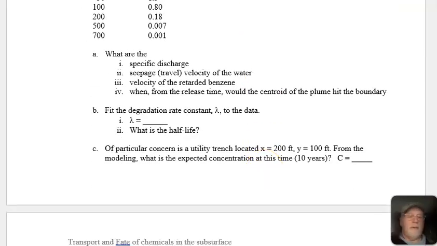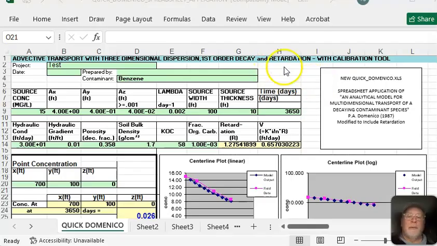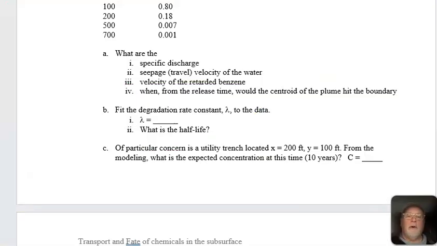So I'll bring up the model here so you can see what it looks like. Again, you can plug all these numbers in here. It will calculate the retardation factor, and it will calculate the velocity. So back on the homework here, it says, what is the velocity of the retarded benzene? It calculates that. You're going to have to use the numbers to calculate the specific discharge and the seepage or travel velocity of the water, which are steps to get to the velocity of the benzene.